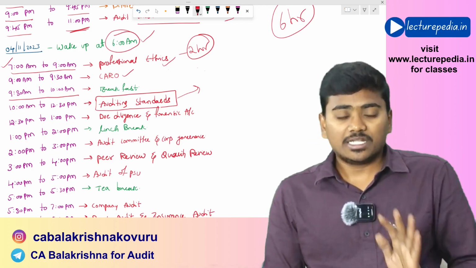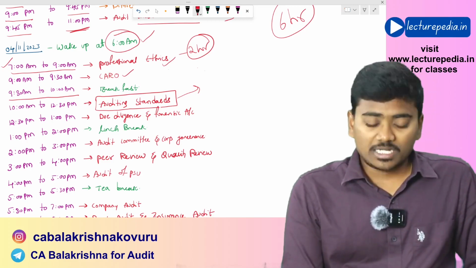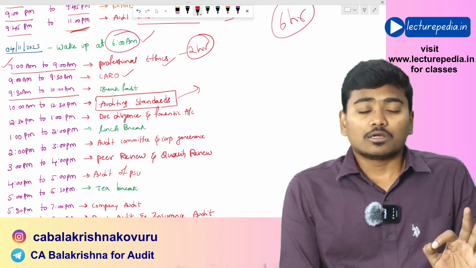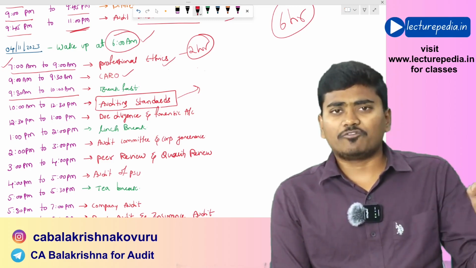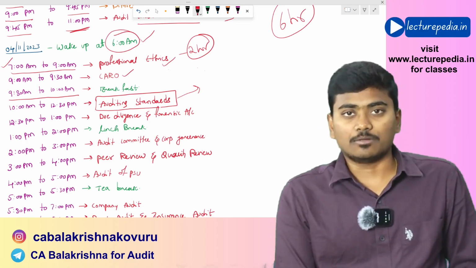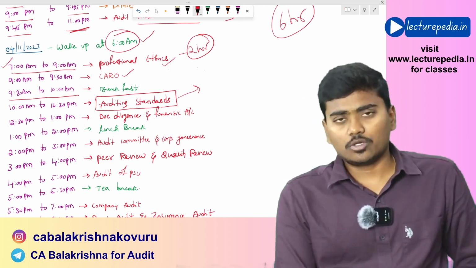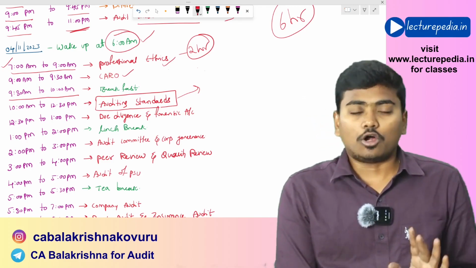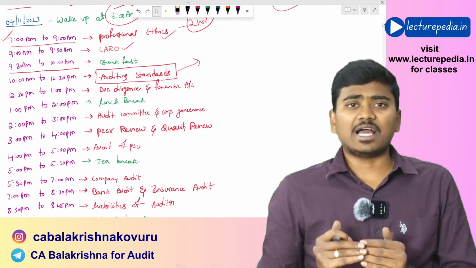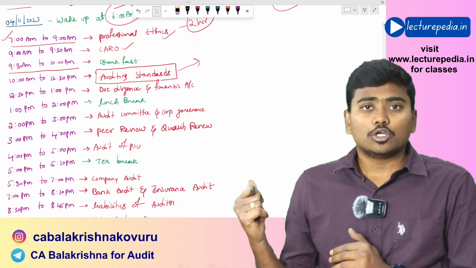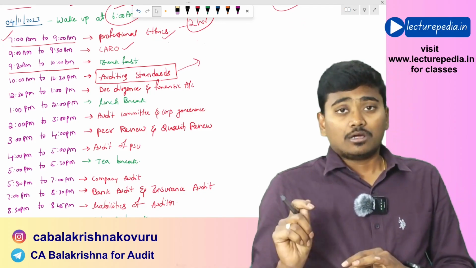Next, in the remaining time, for these auditing standards, go through questions. In the question bank there are around 140 questions for these auditing standards. Please go through those questions. The question bank is sufficient for auditing standards. Try to revise as much as possible in these 2.5 hours for the auditing standards.